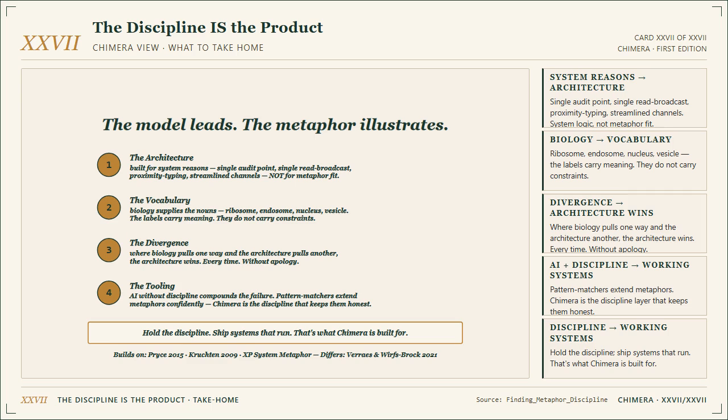3. The divergence. Where biology pulled one way and the architecture pulled another, the architecture won. Every time, without apology. QC tag, lysosomes destroy, even though real proteasomes hydrolyze. Logging at the Golgi, even though real Golgi doesn't audit. Endosomes as permanent workspaces, even though real endosomes are transient. The architecture is the system. The divergence is the discipline working.